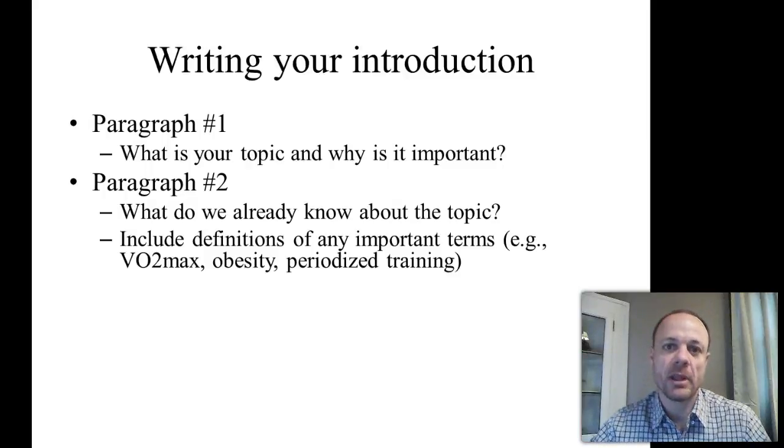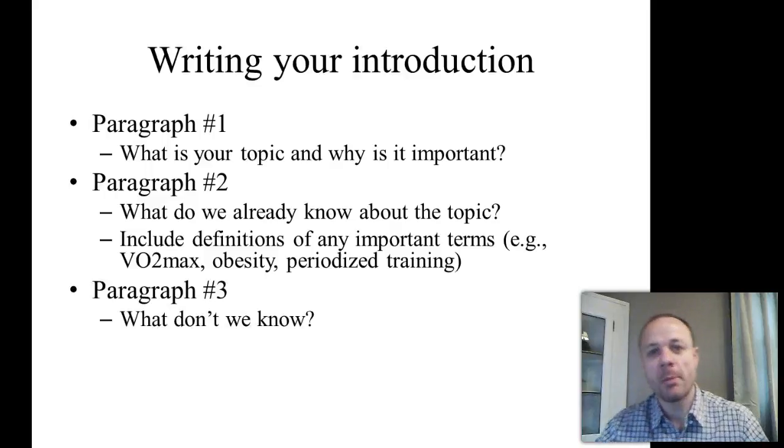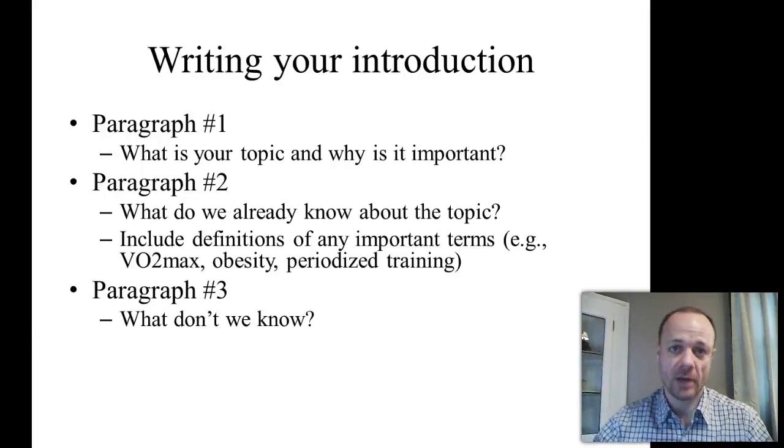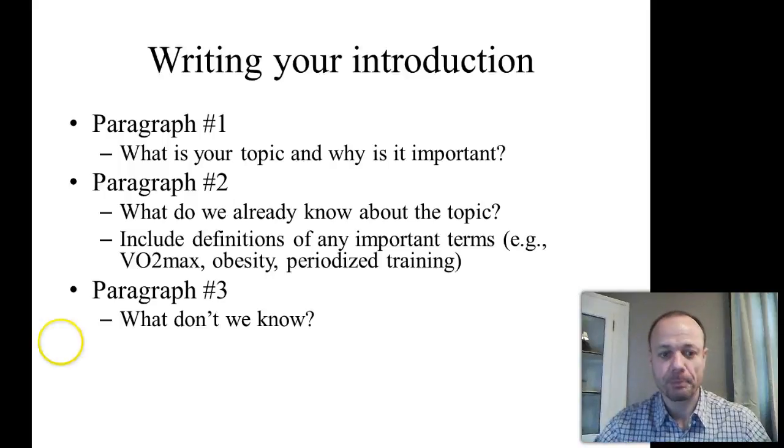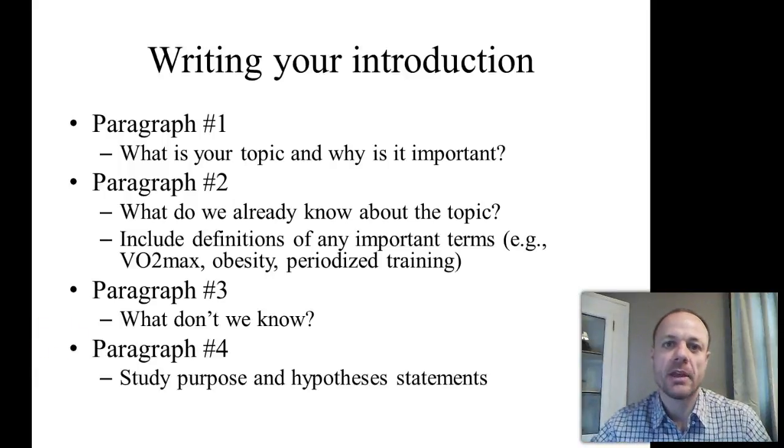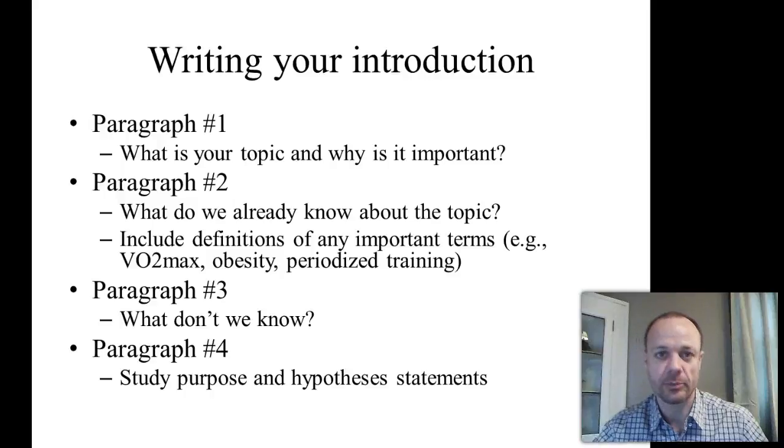And that should be a heavily cited, extensive paragraph that is a summary of what we already know about the given topic. And then maybe a more brief paragraph without so much citation is what we don't know. Because we don't know it, there won't be a lot of citations in this paragraph. And then your final paragraph would lead into the study purpose and hypothesis statements.